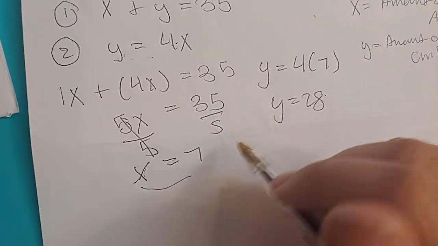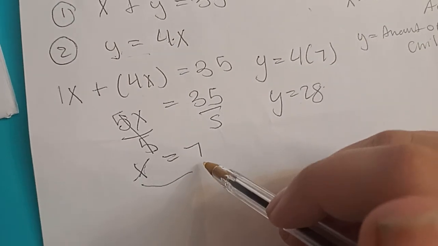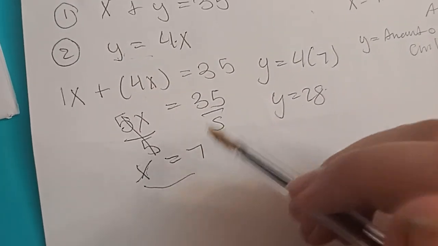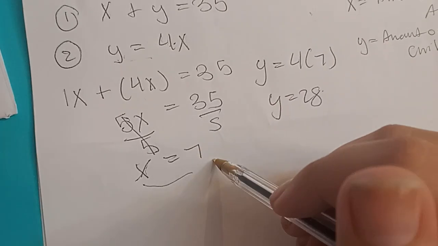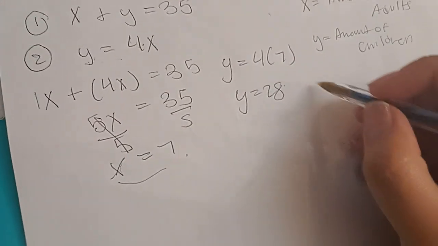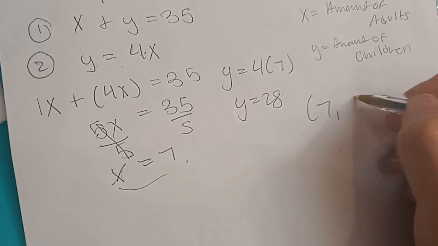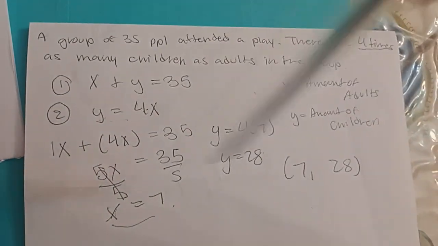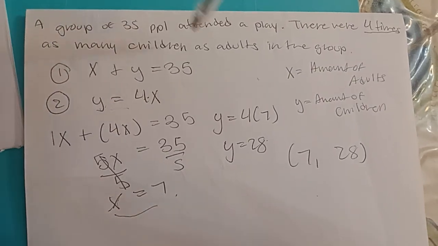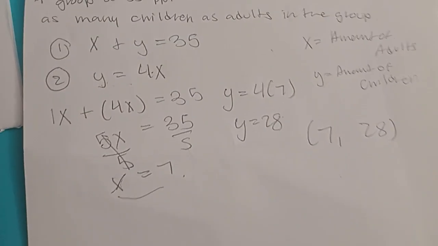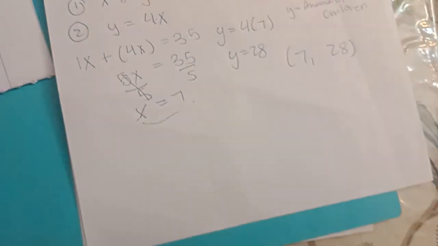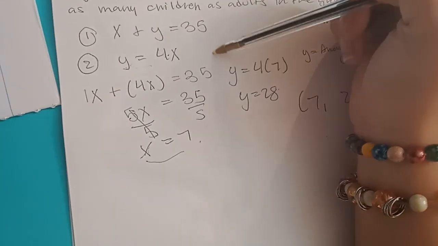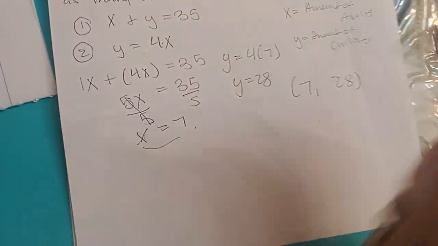And you see how that is in fact true. To have 7 turn into 28, it needs to be multiplied by 4. So our solution would be written like this. And this would mean that there are 7 adults and 28 children in the total of 35 people that attended the play. Okay? And now we're going to do this with elimination, which is going to be just a tiny bit harder since it's easier to do it with substitution.